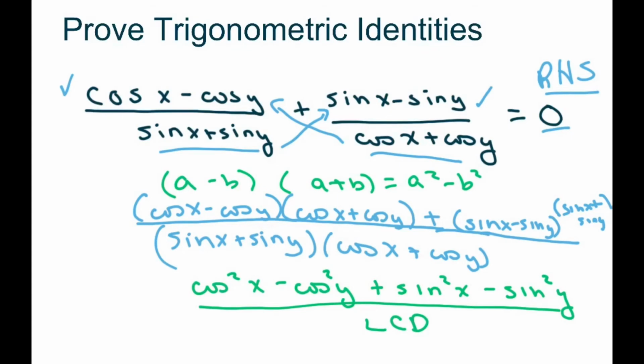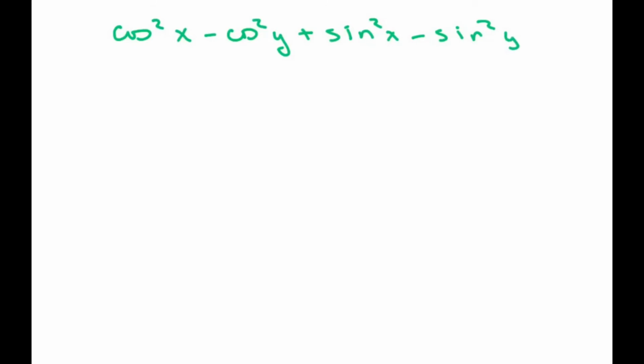So basically, let's write it on here. We have, I'm going to group my cosine squared of x minus cosine squared of y plus sine squared of x minus sine squared of y, all over my least common denominator.